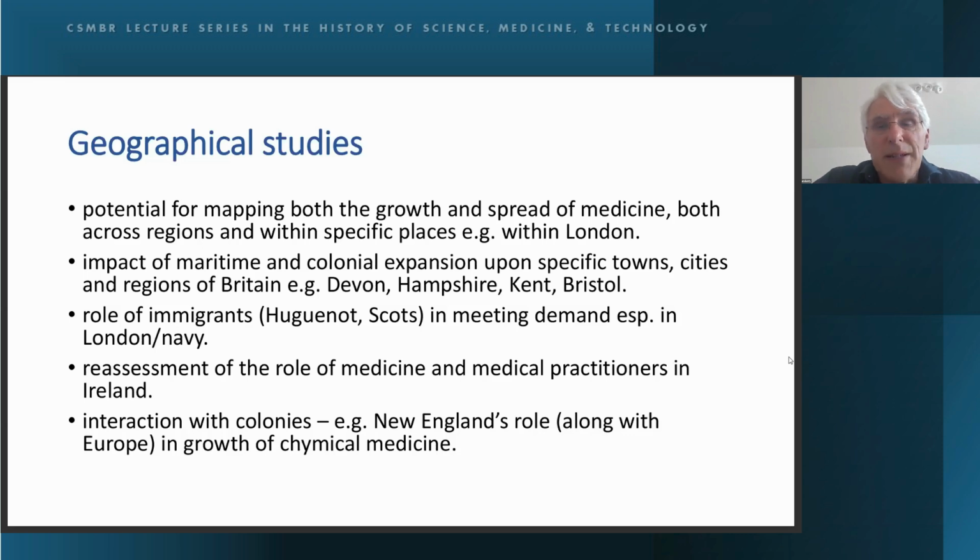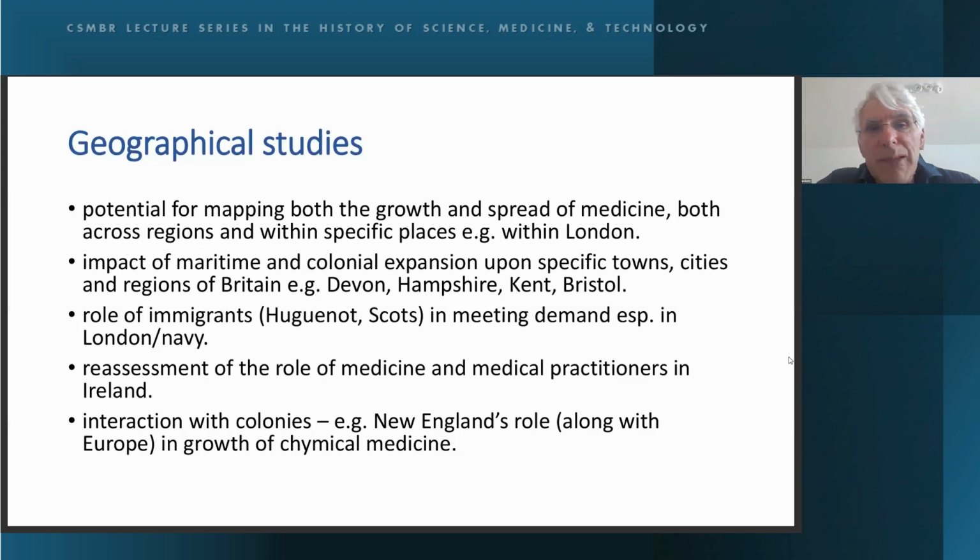We can also do geographical studies, obviously, given my caveat about different sources of evidence from different places. This will never be straightforward, but nevertheless, we can look at the growth and spread of medicine across regions, and also at a much more fine-grained level within particular places. The location, for example, of different kinds of medical practitioners within London, where by the end of the 17th century, it's quite clear that the location of barbers and peruke makers is totally different from the location of the traditional barber surgeon, and probably different from that of some of the apothecaries as well. We can look at those in detail and we can map those kinds of things.